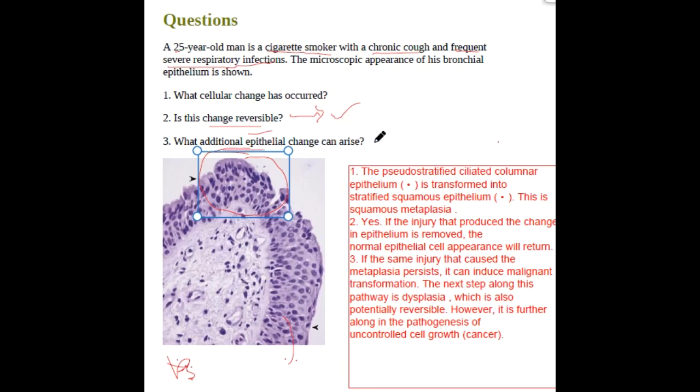What additional epithelial change can occur? This metaplasia can transform into dysplasia. This dysplasia can again get transformed into carcinoma.